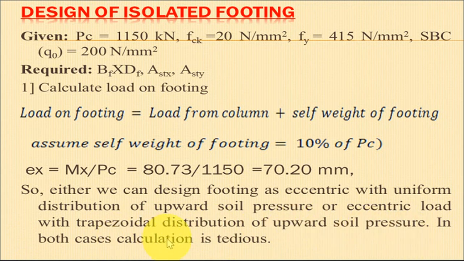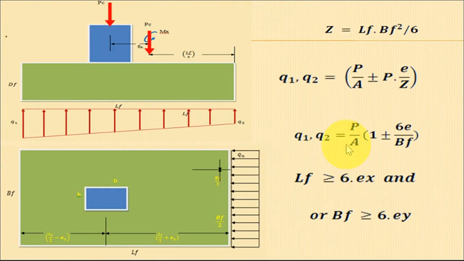In both cases calculation is tedious. So instead of this we can increase the load and then design as a footing subjected to axial load. This is a more convenient method. Now in this case, due to eccentricity, actually this is the 50%, that is Lf by 2. This distance is also Lf by 2, but the column position is shifted somewhere here. This distance is ex, and that's why the load distribution is uneven.